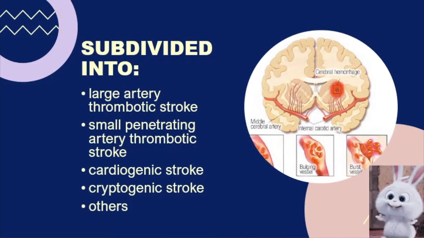This kind of stroke is divided into five. So you have your large artery thrombotic stroke, your small penetrating artery thrombotic stroke, then you have your cardiogenic stroke, and then you also have your cryptogenic stroke. Talking about them one by one.